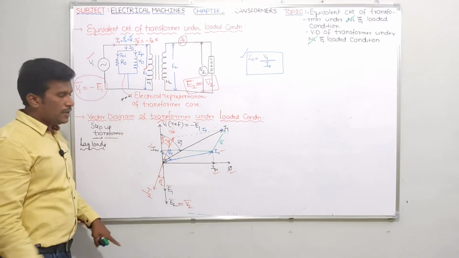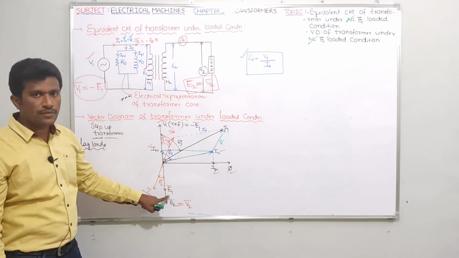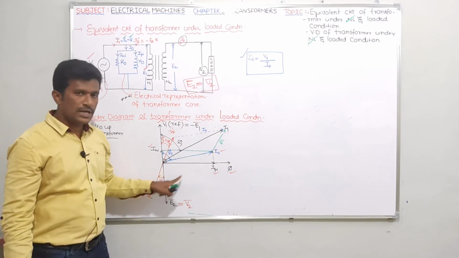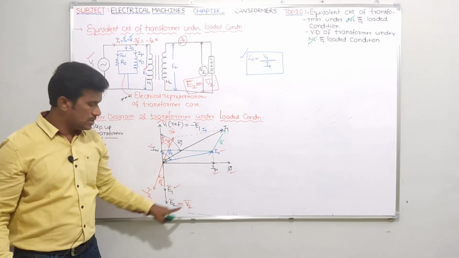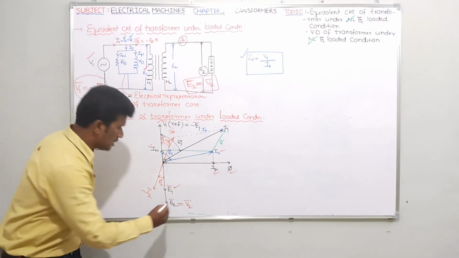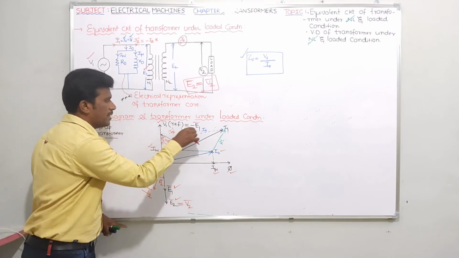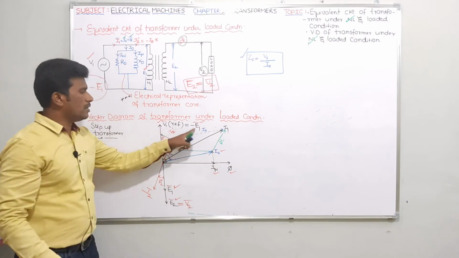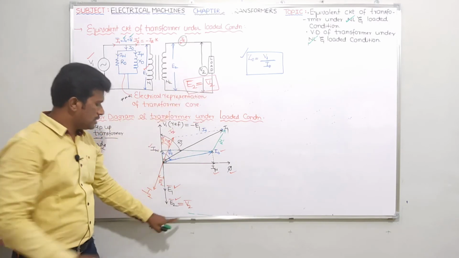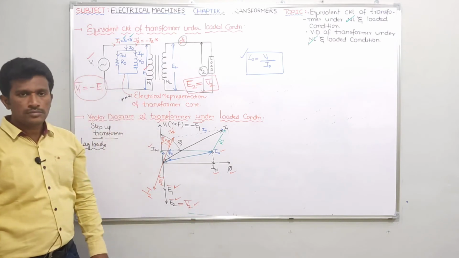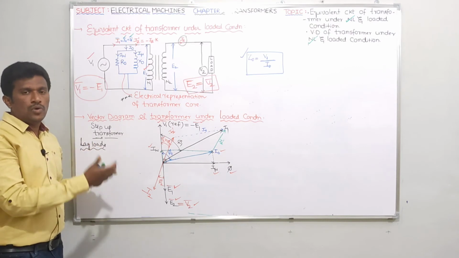Because of the flux, you will get induced EMF E1 in the primary winding. Because of Lenz's law, E1 lags flux by 90 degrees. E2 lags flux by 90 degrees once again because of Lenz's law. If it is E1, this side becomes minus E1. Therefore, V1 bar equals minus E1 bar on the primary side, and on the secondary side E2 bar equals V2 bar. Is it clear? Now I am drawing the vector diagram for the transformer under load condition.